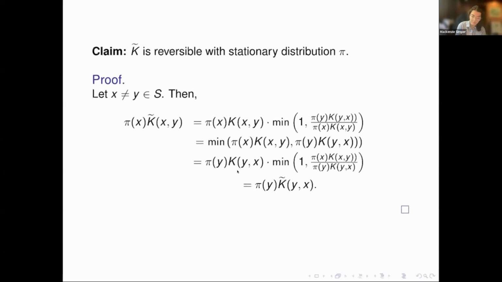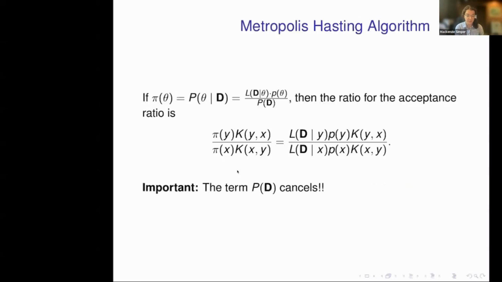Very simple algebra. It all works out. So this is sort of the magic acceptance ratio thing to multiply so that it works out and you get that it's reversible. So that's really cool. Any Markov chain, you can plug it into this algorithm and change it to be a new Markov chain which has the stationary distribution you want.